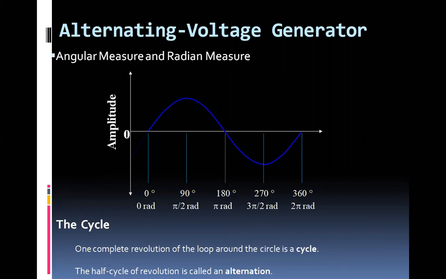So you can see this is a sinusoidal waveform which swings equally on both sides of its mean position. This is the amplitude, the maximum or peak value we can say. And see here, this is 0 degree, which is 0 radian, 90 degree, pi by 2 radians, 180 degree, pi radians, this is 270 degree, 3 pi by 2 radians, and this is a complete cycle, which is 360 degree or 2 pi radians. So one complete revolution of the loop around the circle is a cycle. And the half cycle of revolution is called an alternation.